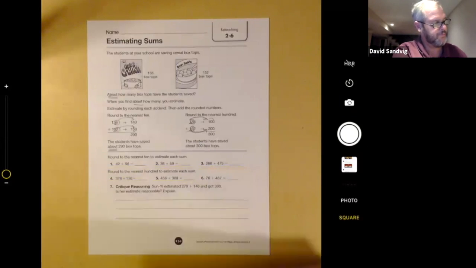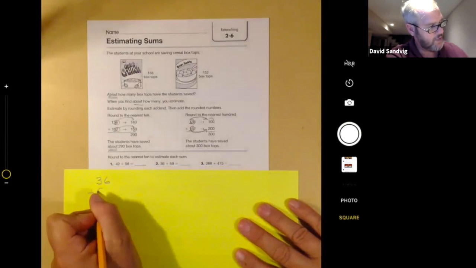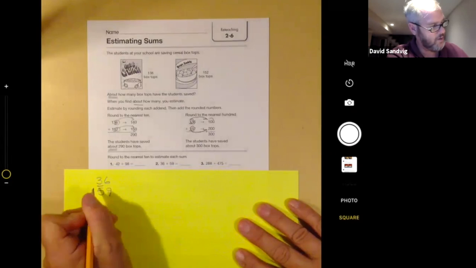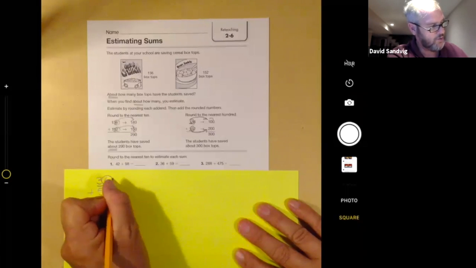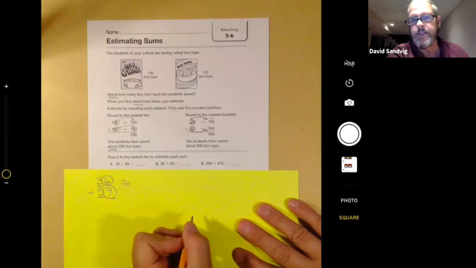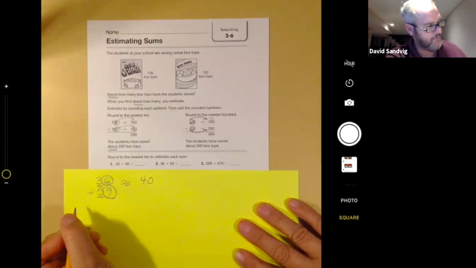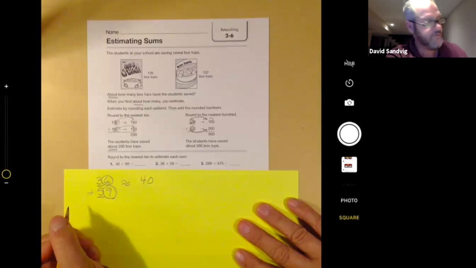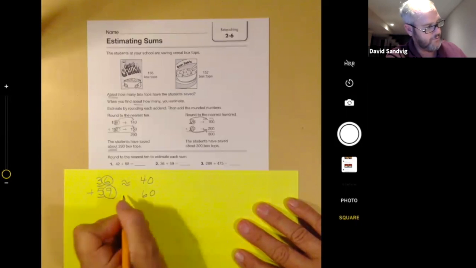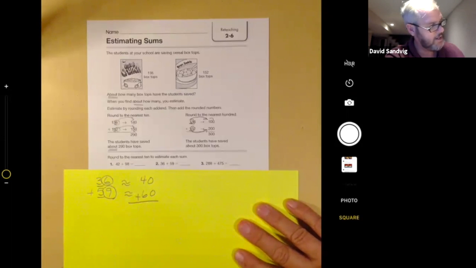Number 2, 36 plus 59. We're rounding again to the nearest 10, so underline the tens. Circle the number to its right. 6 is 5 or above, so the 3 becomes 4, and the 6 is a 0. 9 is 5 and above, so the 5 becomes 6, and the 9 is a 0. 40 plus 60 is 100.